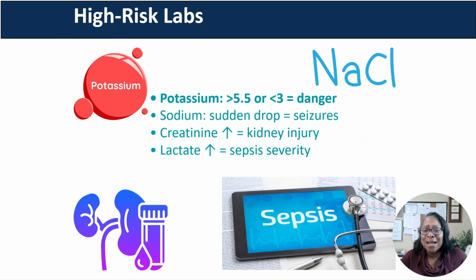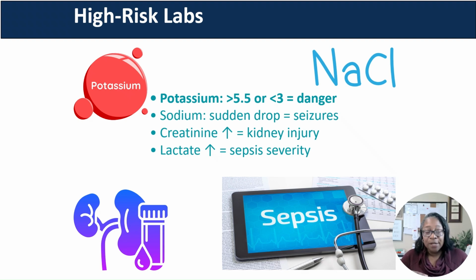You don't need to memorize every lab for the NCLEX, just the ones that can kill your patient quickly. Okay. So here are the big six. Potassium. Normal 3.5 to 5.5. Dangerous if it's greater than 5.5 or less than 3.0. You want to watch the trend of a rising potassium because that can put your patient at cardiac arrest risk.